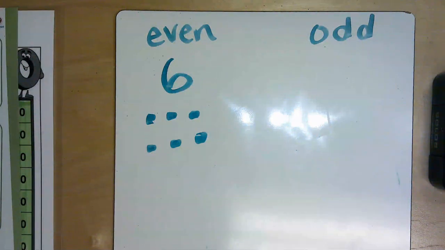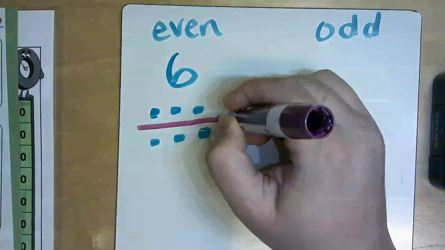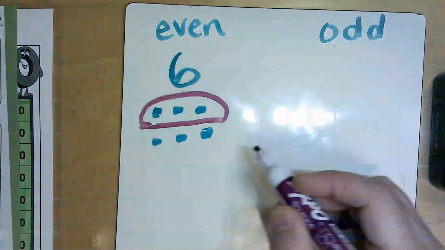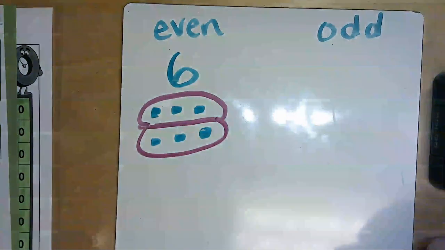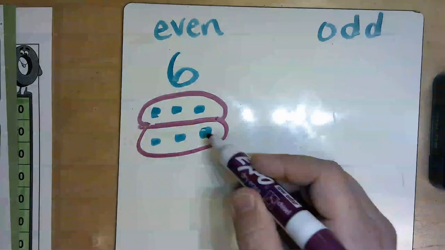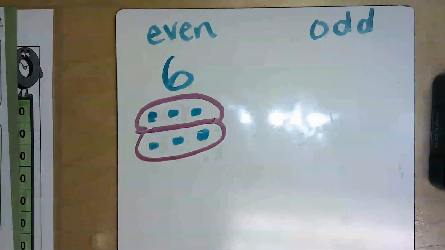I'm going to use a different color. You can just use the color you've got already, but that means I'm going to cut it in half, and I've got group number 1 and group number 2. And look at that. All of them are inside. I've got 3 here and 3 here. This is why it's even. It can be divided by 2.